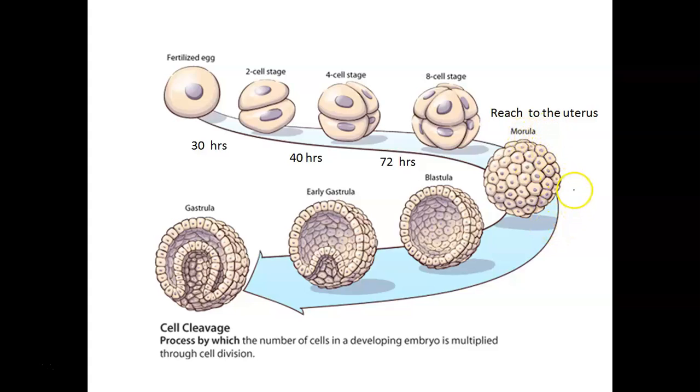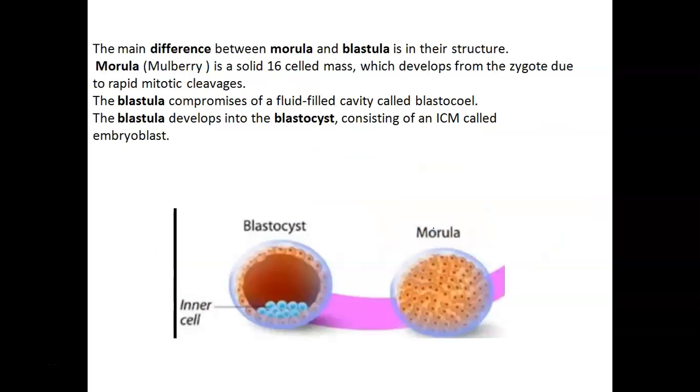That is the 16 cell stage, which is known as morula stage. This 16 will go to the 32 cell stage, which is known as blastula. Now by this time it reaches the uterus, because we all know that fertilization occurs in the oviduct. By the time the blastula is formed, this fertilized egg reaches the uterus for attachment to the uterine wall.